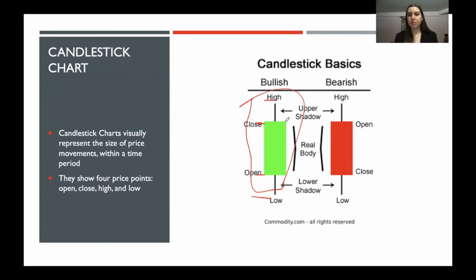So the opening and closing are bounded by the actual candle part itself. But then we also have what are called the shadows. So there's the upper shadow and the lower shadow, which indicate how far the price really moved within that period, to the high and to the low.